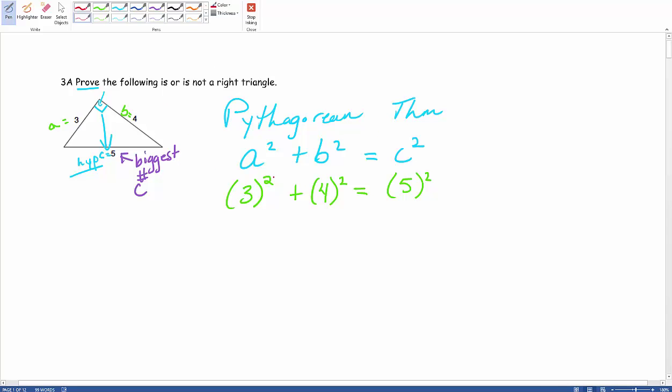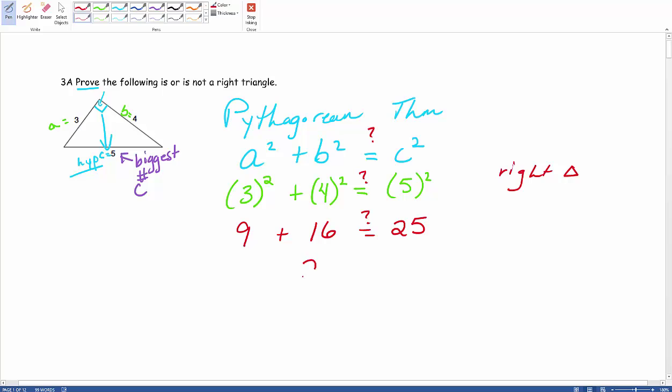Taking our 3 squared, we end up with 9, plus our 4 squared gives us 16. 5 squared gives us 25. And again, right now, we're trying to check and see, is this a true statement? Does the left side match the right side? Because if it does, that means that we have a right triangle.